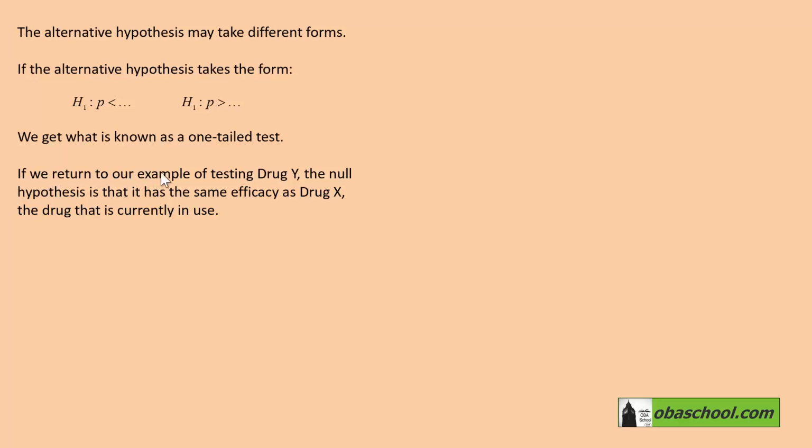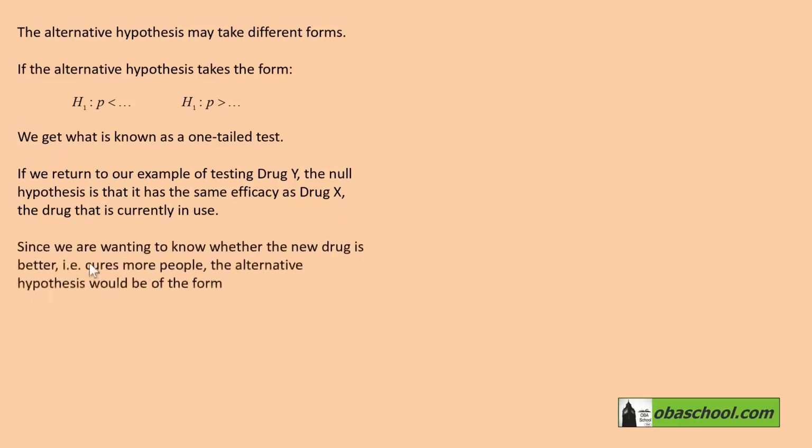If we return to our example of testing drug Y, the null hypothesis is that it has the same efficacy as drug X, the drug that is currently in use. Since we are wanting to know whether the new drug is better, i.e. cures more people, the alternative hypothesis would be of the form that P is greater than. So our tail would be at the top end.